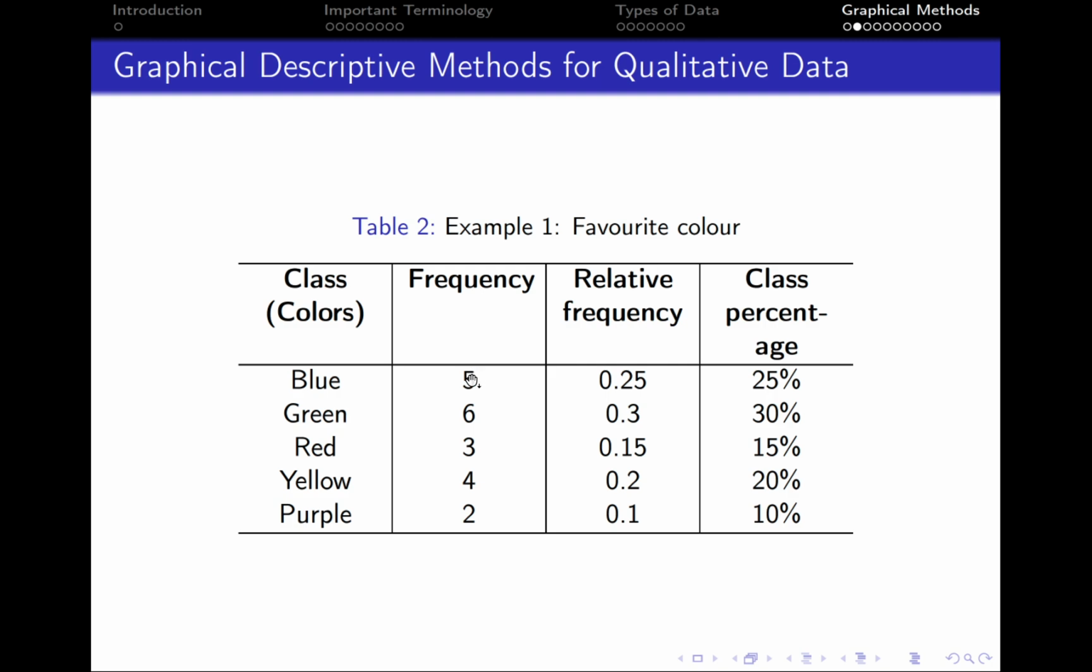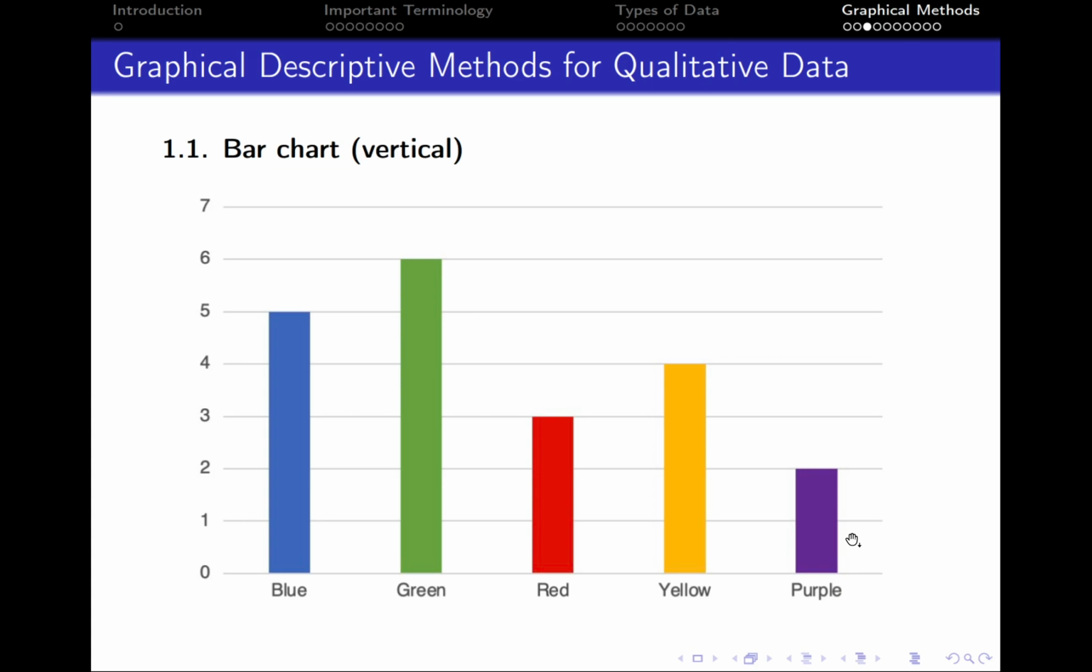And we know that there are 20 observations because when we add 5 plus 6 plus 3 plus 4 plus 2, we get 20. So this is the total number of responses. And when we divide 5 by the total number of responses, we get the relative frequency. To get the class percentage, all you need to do is take the relative frequency and multiply it by 100%. And now let's see how this data can be presented. So the first way to do this is to make a bar chart, and this is the vertical example.